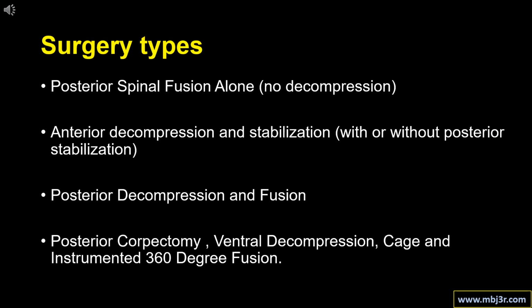Surgery types. Posterior spinal fusion alone with or without decompression. Anterior decompression and stabilization with or without posterior stabilization. Posterior decompression and stabilization. Posterior decompression, stabilization and fusion. Posterior corpectomy, ventral decompression, cage and instrumentation, that is 360-degree fusion. These are different types of surgeries done for vertebral fractures.